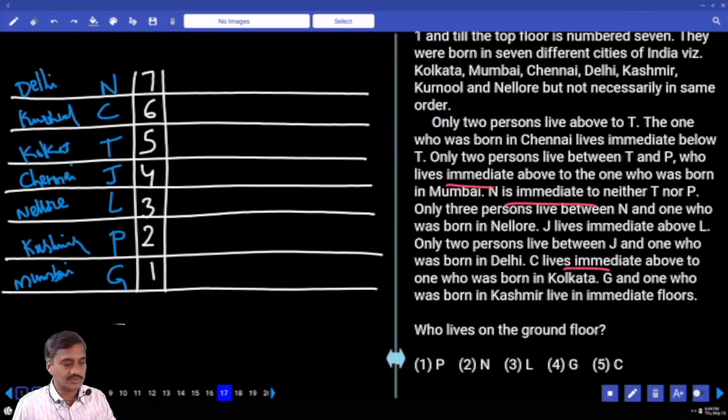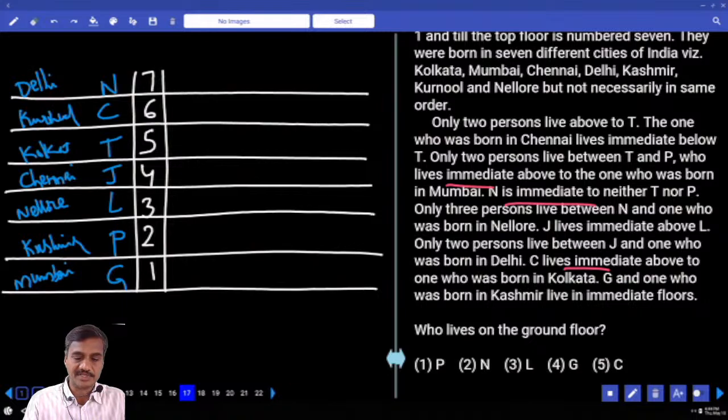Now this is about question numbers 17 to 20. Clear now? The next one, the 21st.